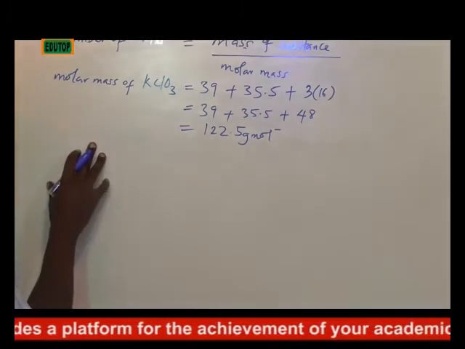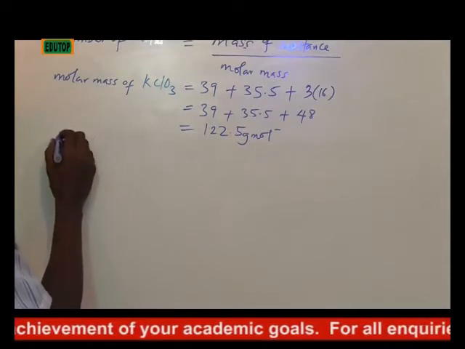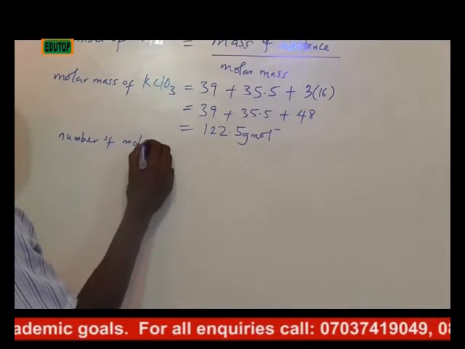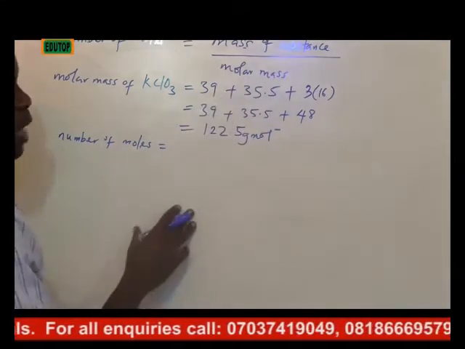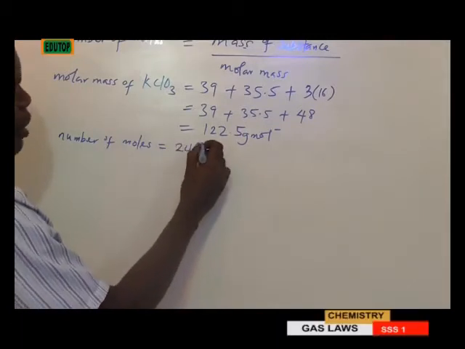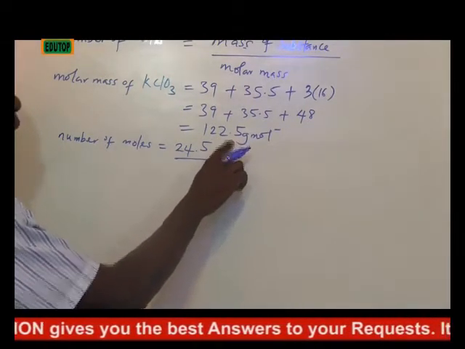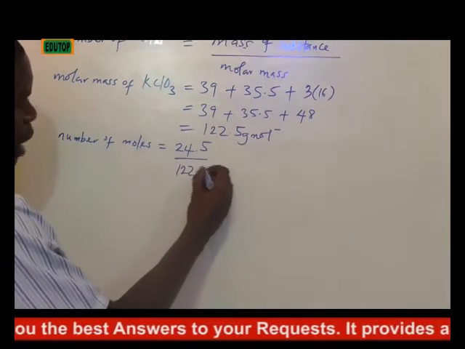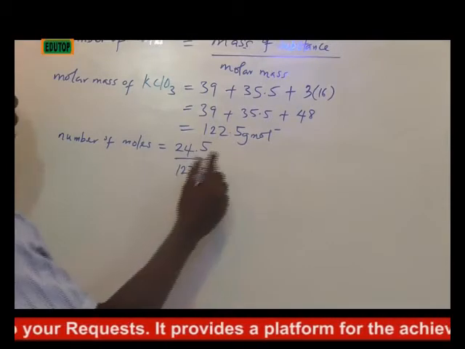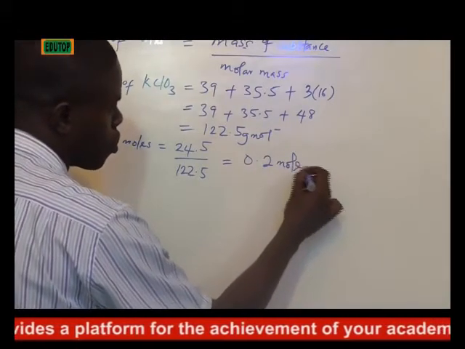Then the next step now is to look for the number of moles. Number of moles will now equal mass of substance. What is the mass of substance from the question? It is 24.5 over molar mass. Molar mass has been calculated, and that is 122.5. If you divide 24.5 by 122.5, you will have 0.2 moles.